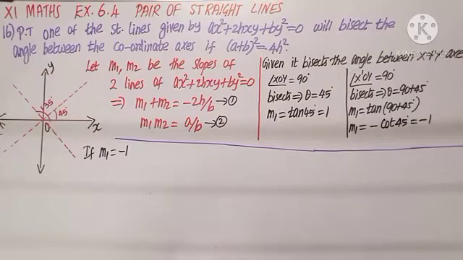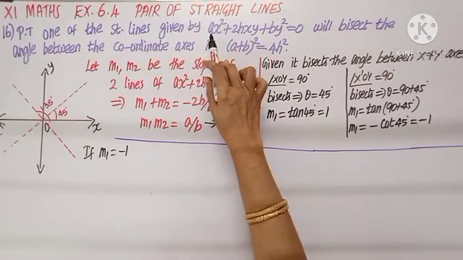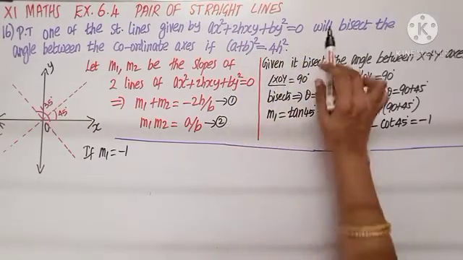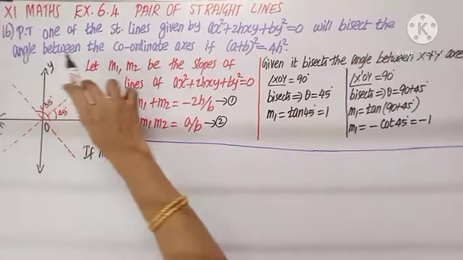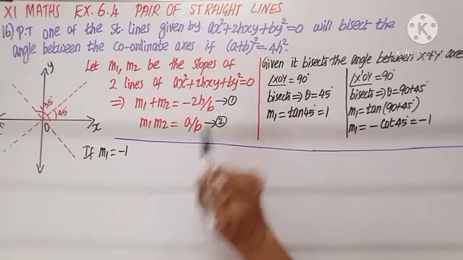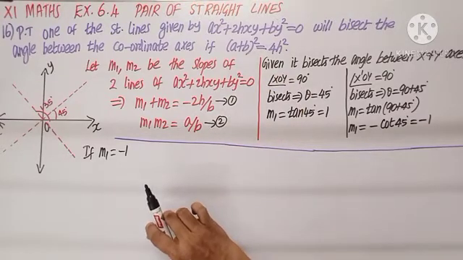Question number 16. Prove that one of the straight lines given by ax square plus 2hxy plus by square equal to 0 will bisect the angle between the coordinate axes if a plus b the whole square equals 4h square.